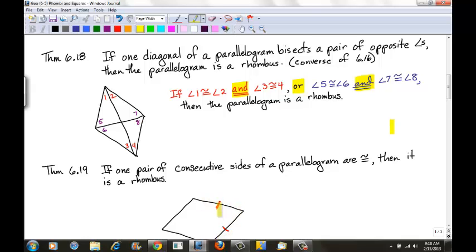If one pair of consecutive sides of a parallelogram, now it has to fit all the things for a parallelogram. It has to be a parallelogram. And if those consecutive sides, if one pair is congruent, then it's a rhombus. If one pair of consecutive sides of a parallelogram are congruent, then it is a rhombus.